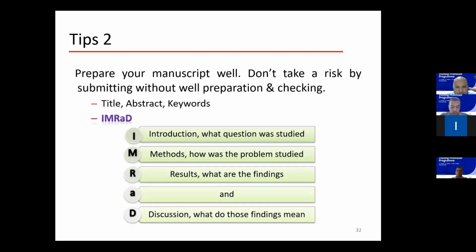Okay. And then if you want to prepare your manuscript, remember, don't take a risk by submitting without good preparation and checking. From my experience, as a supervisor or as a student, actually you yourself can judge whether there is a chance for acceptance or not. To be frank, you yourself can judge whether your paper will be accepted or not.